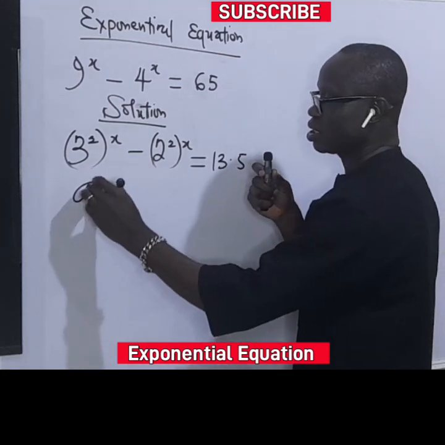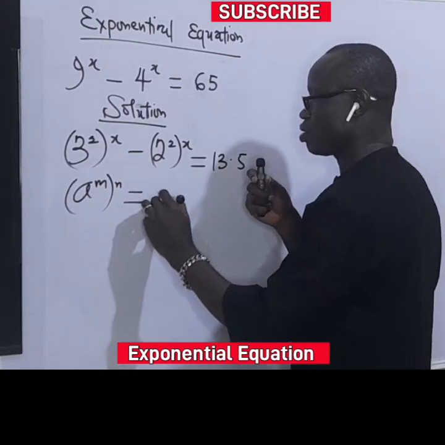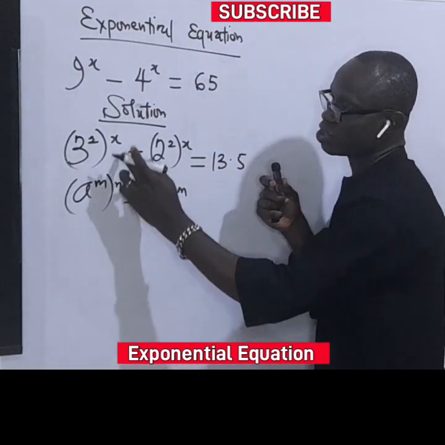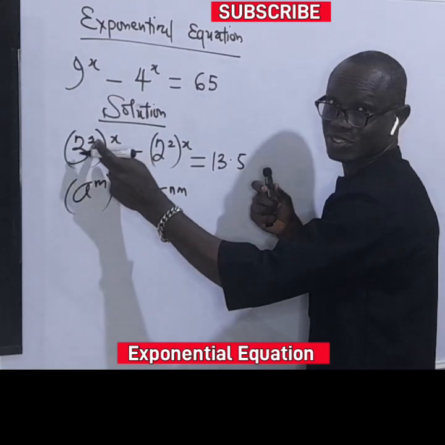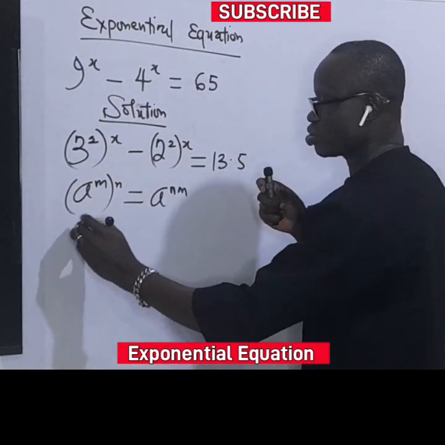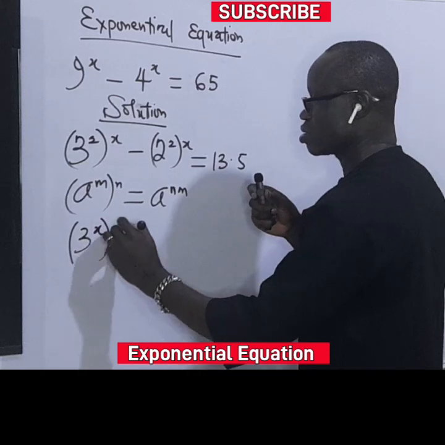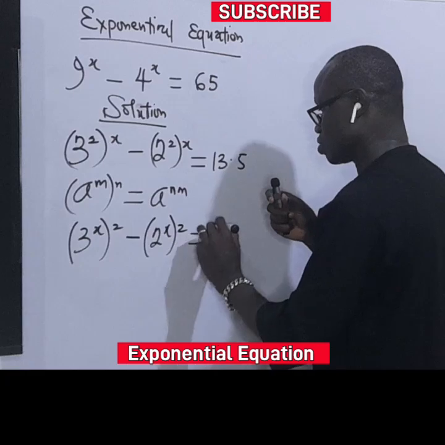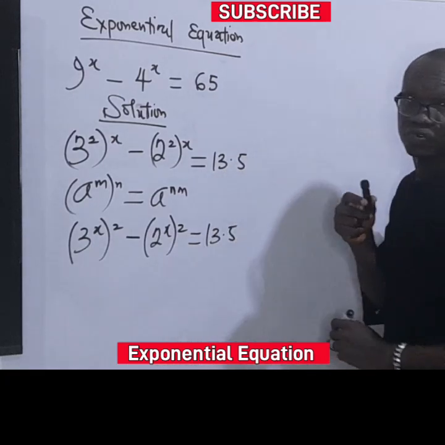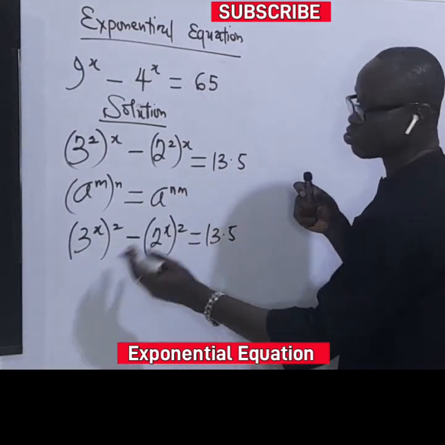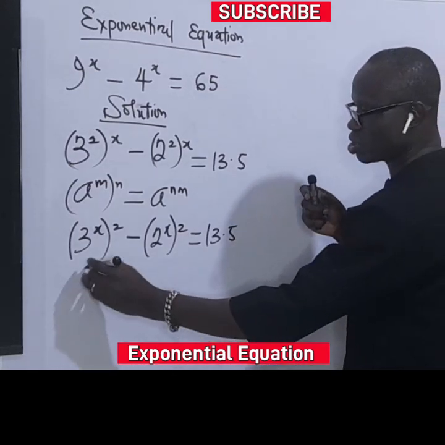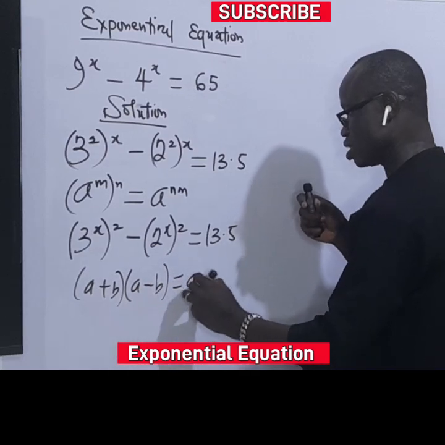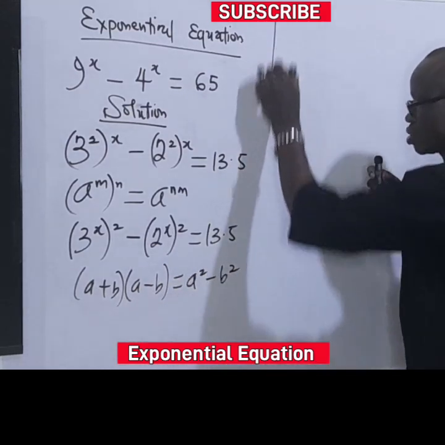Now, remember, from the power law, a^(mn) is commutative. By application, I want to bring the s into the bracket, the same thing applicable to this. So this will be 3 raised by s all squared minus 2 raised by s squared equal to 65. Now note that this is a difference of two squares, which is a plus b, a minus b, which is a squared minus b squared.